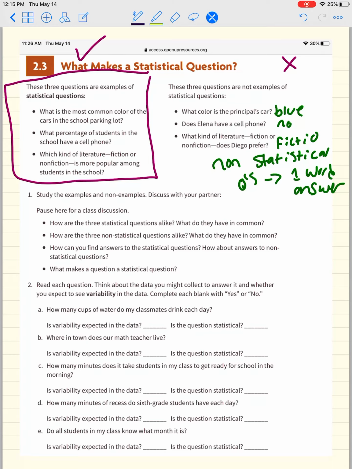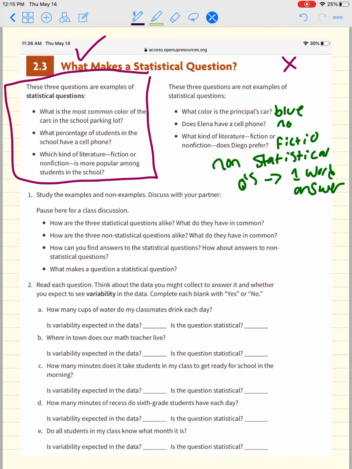You could survey people. With non-statistical questions, it's a lot easier maybe to just observe. Like you could observe what the principal's car is. But yeah, there's many different ways that you could figure out each. What makes a question a statistical question? Like we said, you can graph it and it has variability and it's often numerical. So you can count how many for each answer.